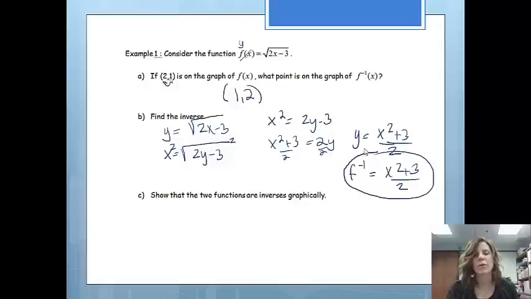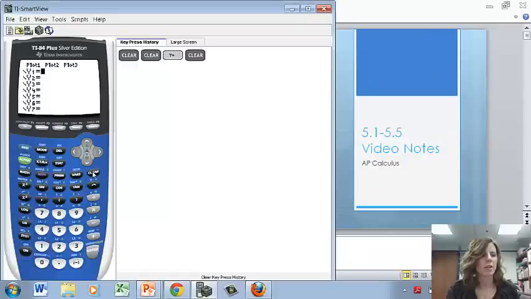And now notice I can graph both of those. It says to show that two functions are inverses graphically. So let's go ahead and grab our graphing calculators, and we will graph those and show that they actually are inverses. So get your calculator. Alright, got my calculator out. I'm ready to go ahead and graph y1. That will just be my original function.